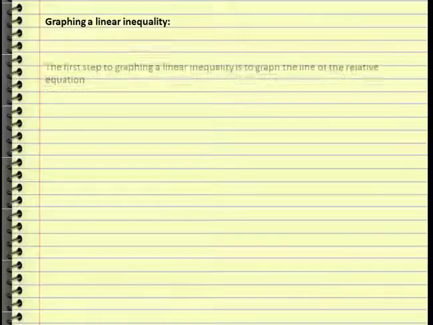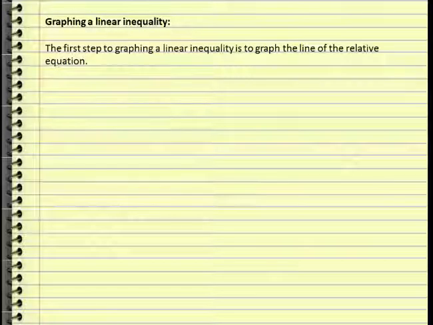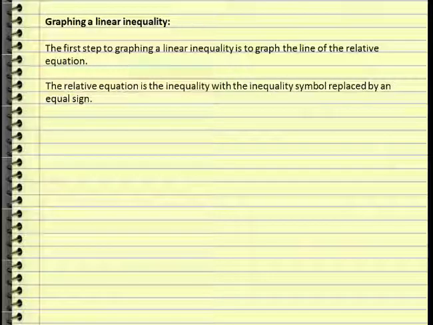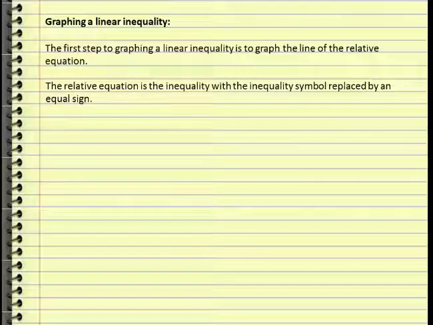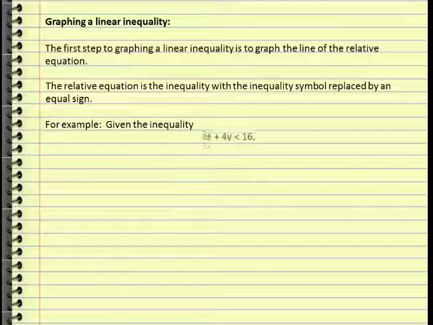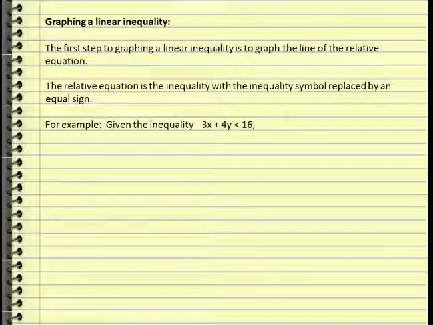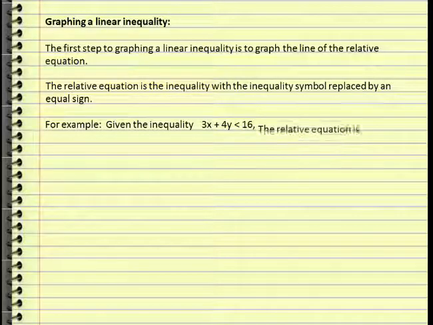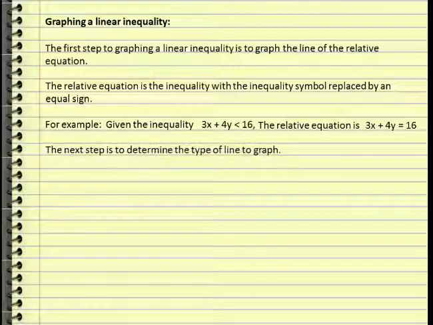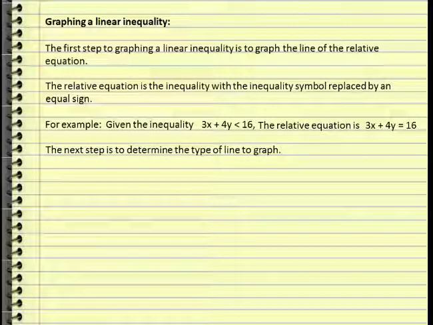Graphing a linear inequality, the first step is to graph the line of the relative equation. So if we take the inequality symbol out and put an equal sign in, that's how we get a relative equation. If we're given the inequality 3x plus 4y is less than 16, the relative equation is 3x plus 4y is equal to 16. This is the line we graph. The next step is to determine the line to graph.